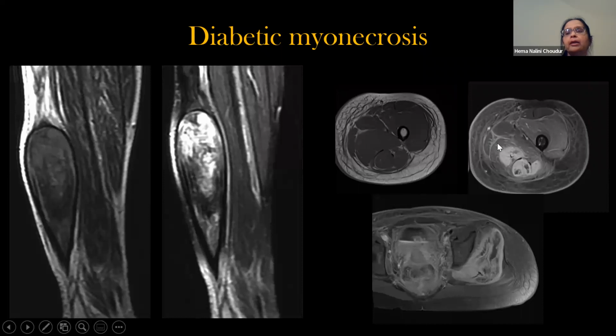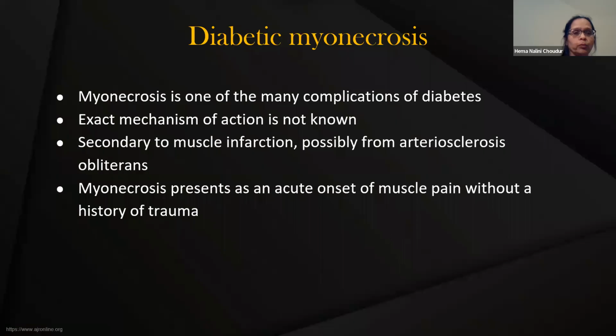As I show you here, notice how there is no rim enhancement, as you would see with an abscess, and there are fragments of tissue. If you do gadolinium enhancement, these can enhance, and that's called the typical stipple sign. So this is diabetic myonecrosis. It is the history that gives you the clue. So myonecrosis is one of the complications.